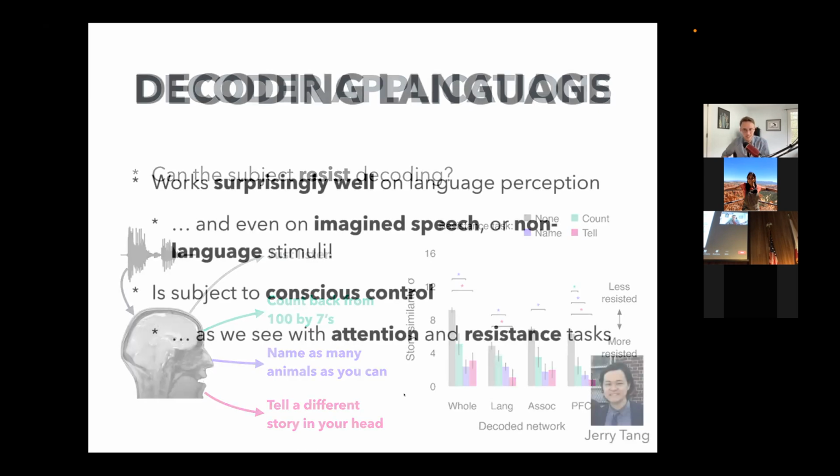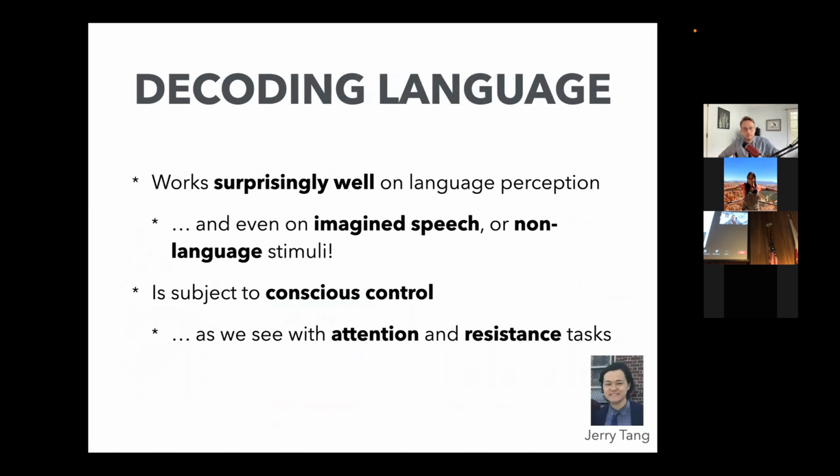All right, so let's wrap this up. This decoding stuff works surprisingly well on language perception. It even works on imagined speech and non-language stimuli. And it's subject to conscious control. That's what we saw with this attention experiment and the resistance tasks that Jerry came up with extremely cleverly. I'm super excited about all this, and a lot of these things were just Jerry's idea.